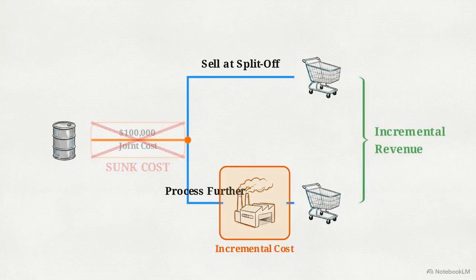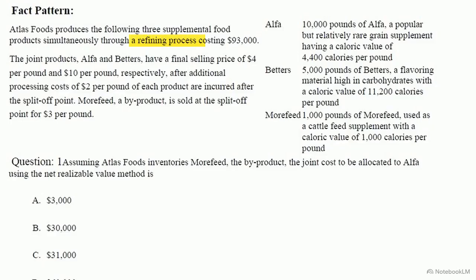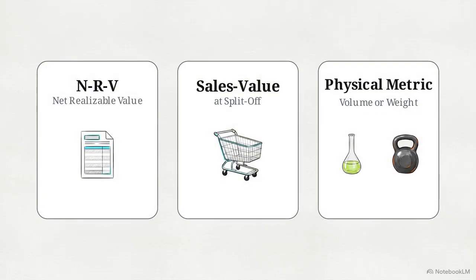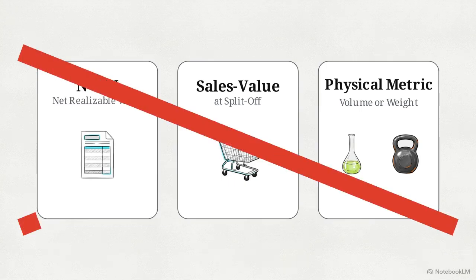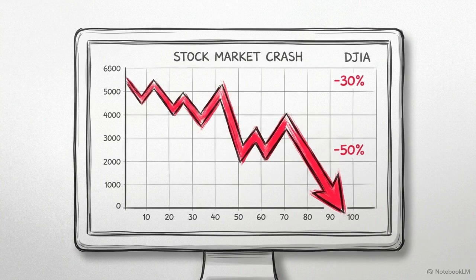Look at this standard scenario from a management accounting exam. It highlights a $93,000 upfront refining cost. This number is deployed as a distractor to confuse anyone trying to analyze the incremental profit of processing the food products further. Whether you allocated that sunk cost using NRV, sales value, or a physical metric, the money is already gone. Letting a past allocation dictate a future process destroys your incremental margin.